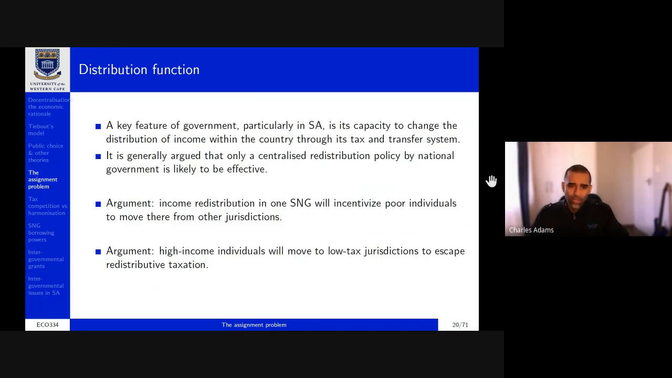There's an argument that income redistribution in one subnational government will incentivize poor individuals to move there from other jurisdictions, right? Will result in suboptimal outcomes. Another argument is that high-income individuals will sort of segregate themselves into a low-tax jurisdiction to escape redistributive taxation. So you could have a few more Oranjes popping up, but in this instance, not because of racism, but because of the wealthy trying to segregate themselves from the less well.